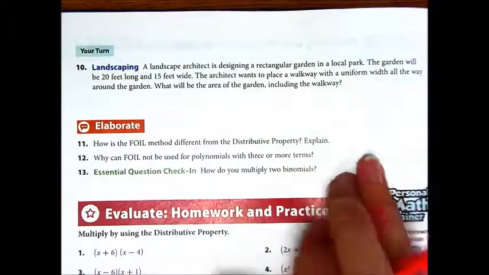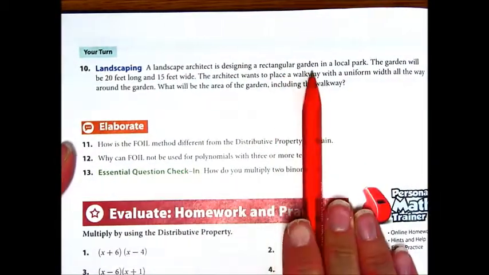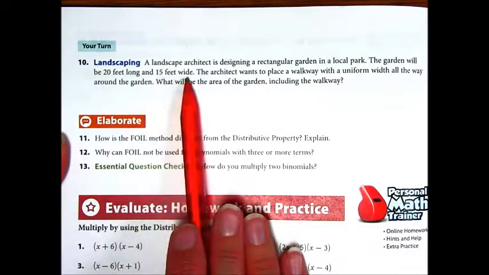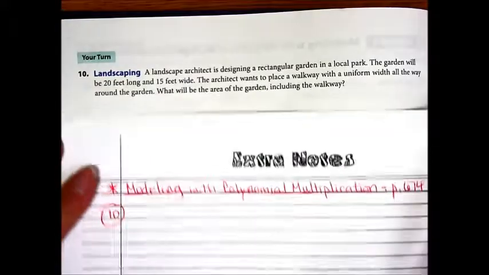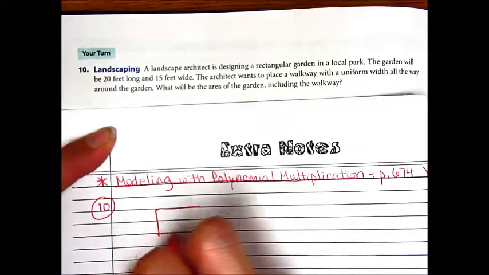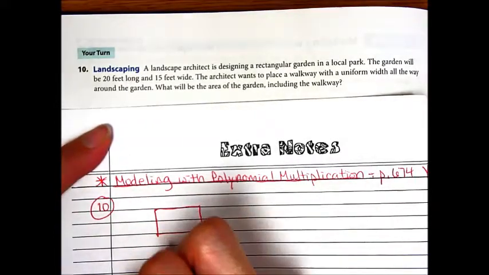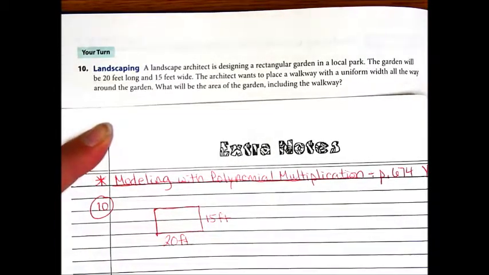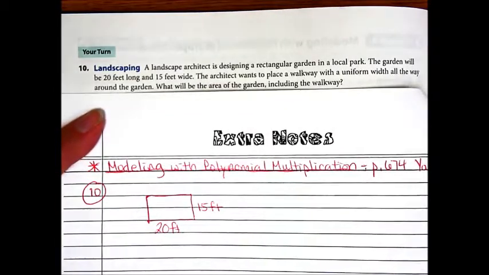Okay, so number 10 is a landscaping problem here. It says a landscape architect is designing a rectangular garden in a local park, and the garden will be 20 feet long and 15 feet wide. Okay, I'm going to go ahead right there as soon as they tell me that. I'm drawing. Here, let me get my paper situated. There we go. Okay, rectangular garden. Draw it. It's going to be 20 feet long, 15 feet wide. Good? Rectangle.